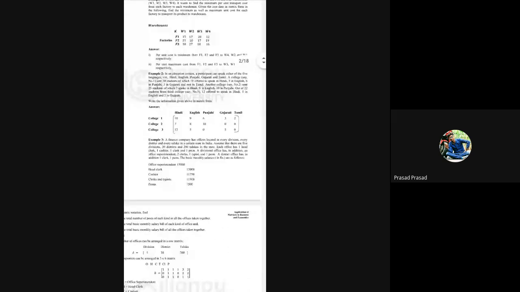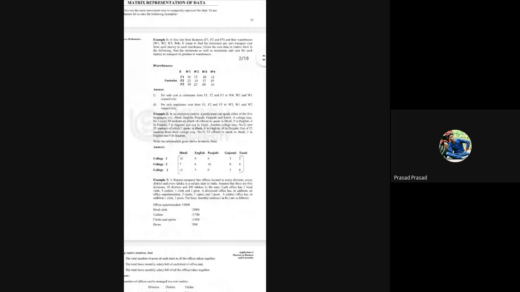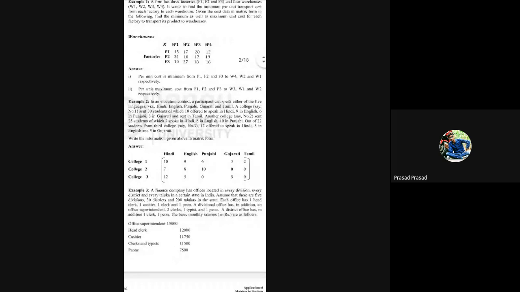You can see there. Suppose, second example, let us take an example of how a matrix is used. In an elocution contest, a participant can speak in any one of 5 languages. So participants can speak in those languages. So here you can see college A. If, suppose, the first college sent 30 students, out of which 10 offered to speak Hindi, 9 English, 6 Punjabi, 3 Gujarati, and the rest Tamil.